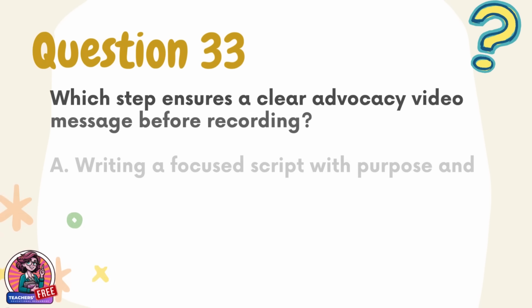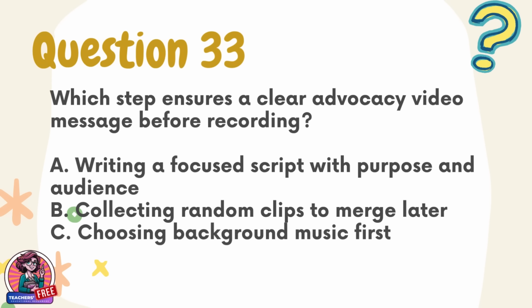Question 33. Which step ensures a clear advocacy video message before recording? A. Writing a focused script with purpose and audience. B. Collecting random clips to merge later. C. Choosing background music first.